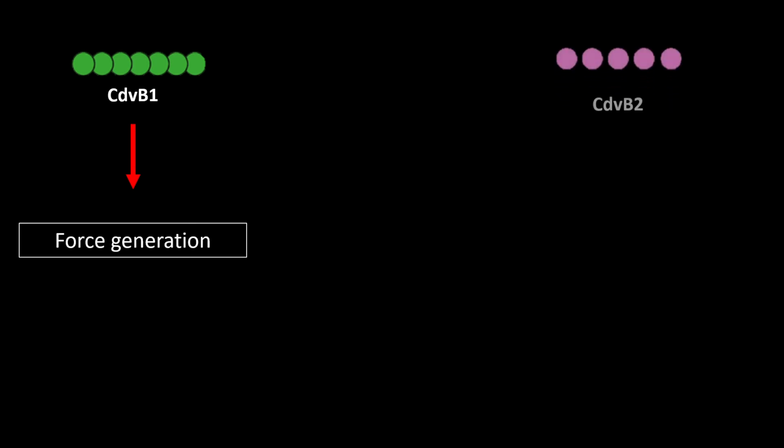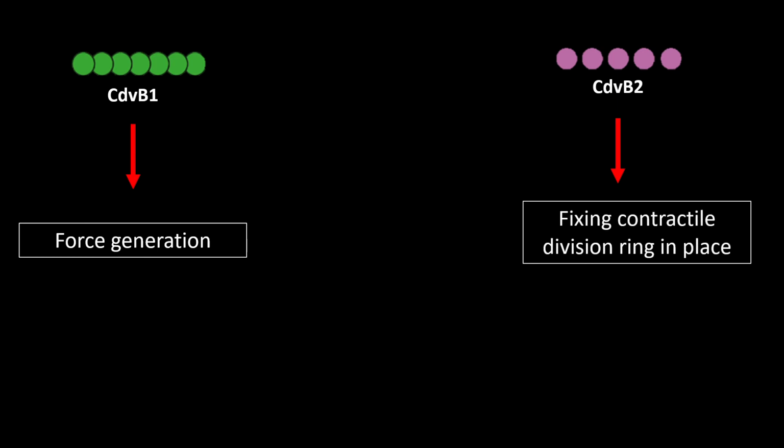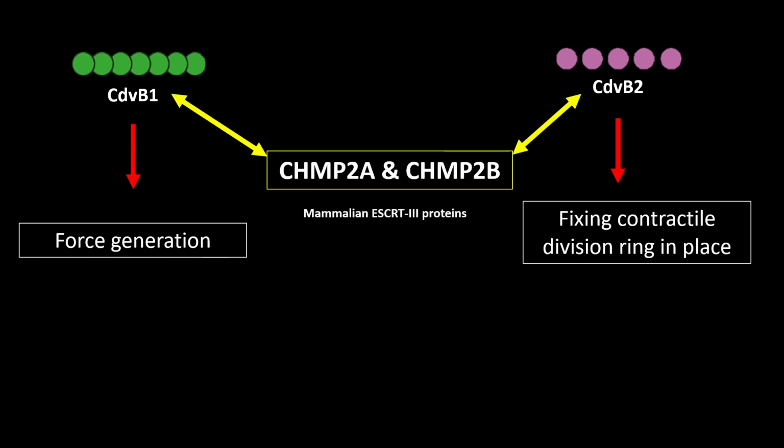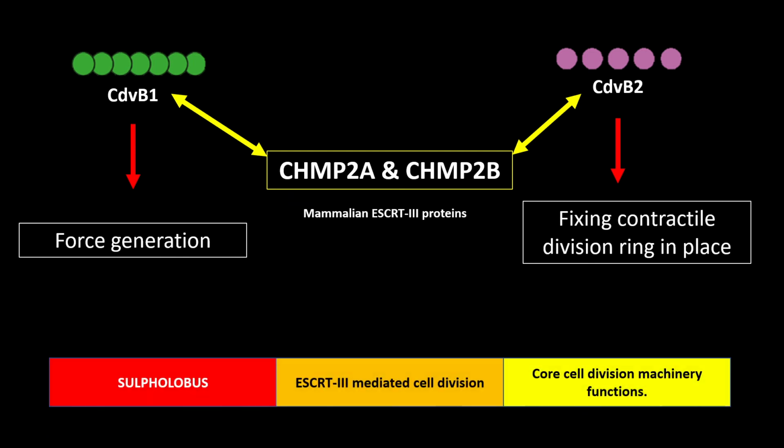Thus, they concluded that CdvB1 must be important for force generation during cytokinesis, and CdvB2 must be important for fixing the contractile division ring in place. This finding is also remarkably parallel to the mammalian ESCRT-III proteins CHMP2A and CHMP2B, recently found to have different functions in membrane remodeling. Thus, Sulphobolus can be used as a simple and well-defined system to study ESCRT-III dependent division and the core eukaryotic division machinery functions.